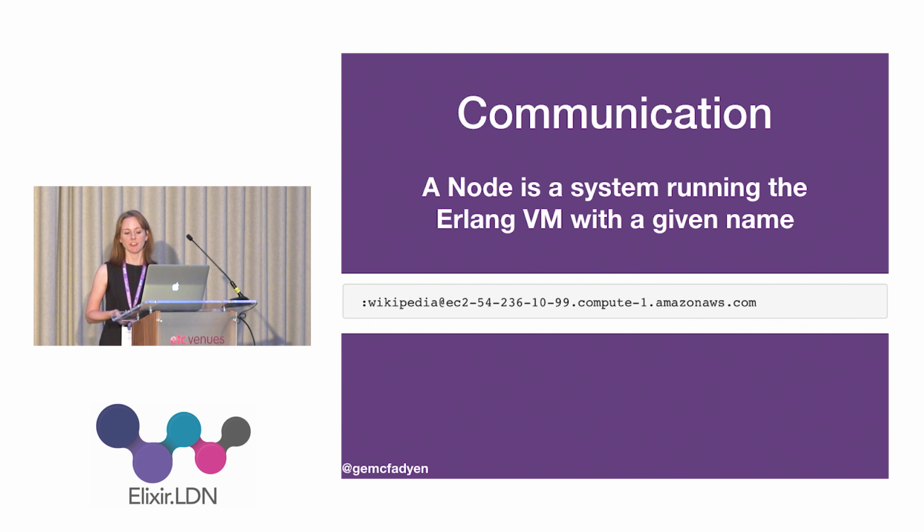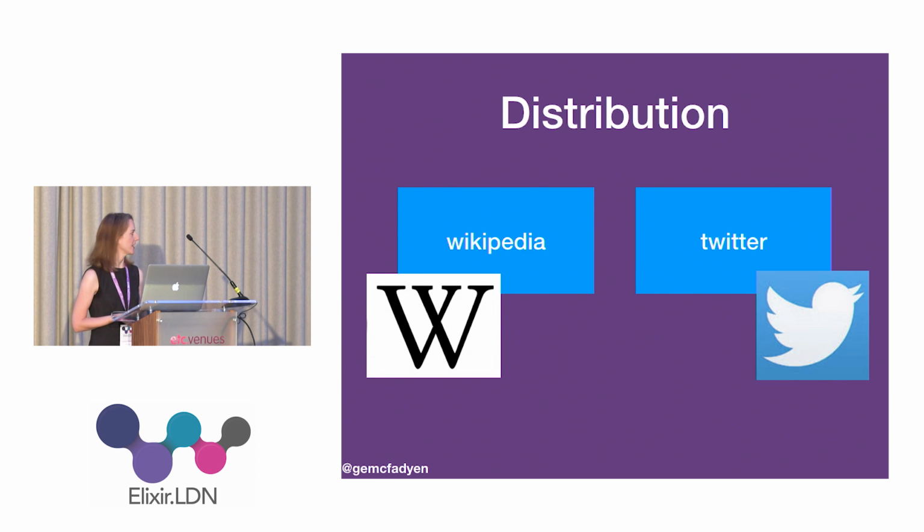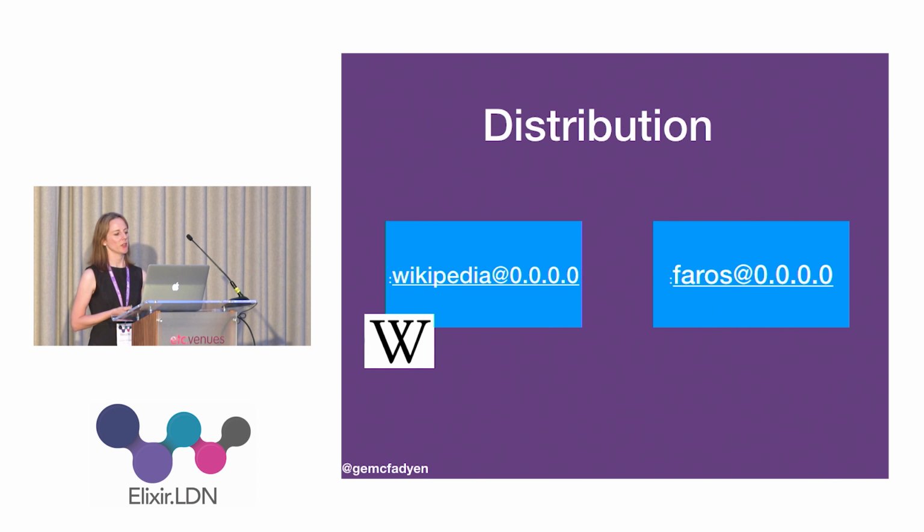So going back to Faros, we decided that the search was maybe a good candidate for distribution, because when you press search, we could actually fire off requests to different servers and have Wikipedia, for example, searching on one server and the rest of the app on another. So if you recall, we have this kind of setup, and we decided on just 2 releases, one with Wikipedia and one with everything else in.